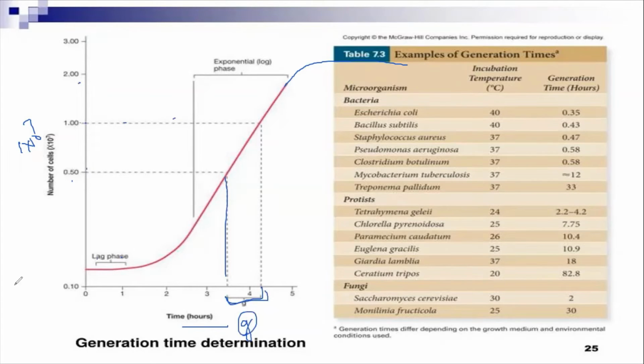So this is an example where each generation time is given. So the incubation time of bacteria: Bacillus 40, S. aureus 37 degrees Celsius. This is E. coli 40 degrees Celsius. Now generation time in hours is given like 0.35, 0.43, right? So in many cases we say that the bacteria, E. coli especially, takes hardly 20 minutes.